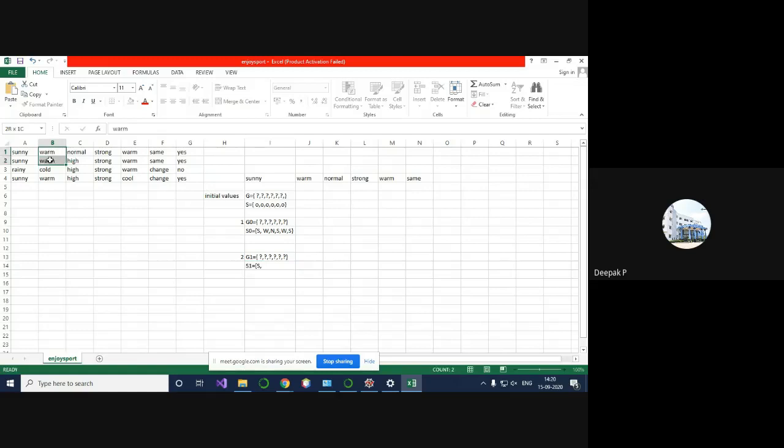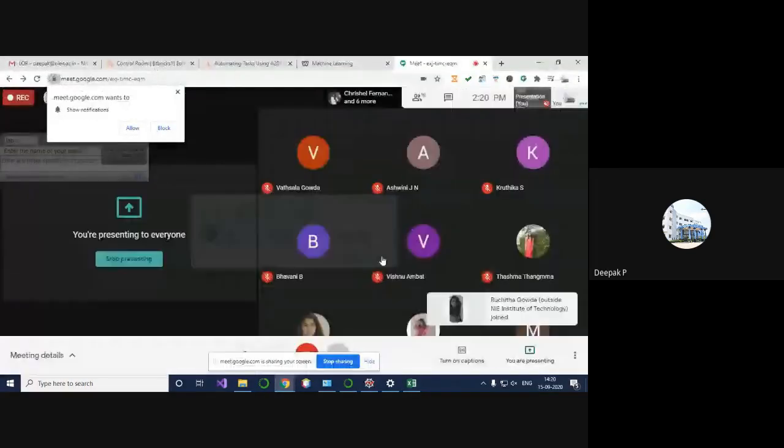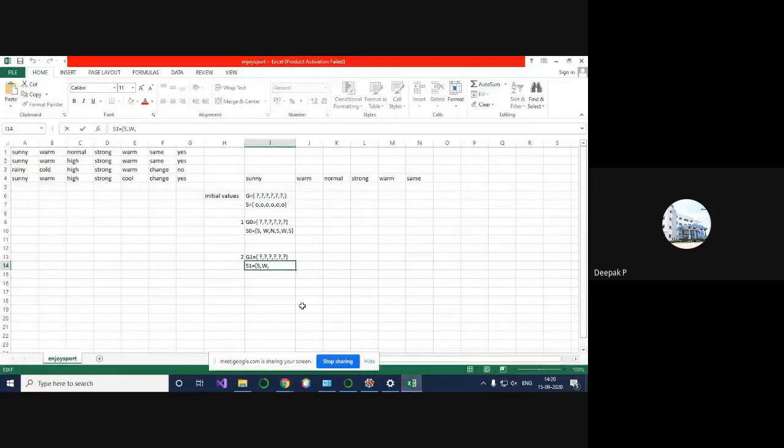Next, what is my second instance? Warm. The earlier instance is also warm, so there is no change. Next, when I compare the third attribute, earlier I had normal, whereas in the second instance I have high. So what changes should I make? When the data is changing across the instances, I should make it generalized. So I will make it a question mark.